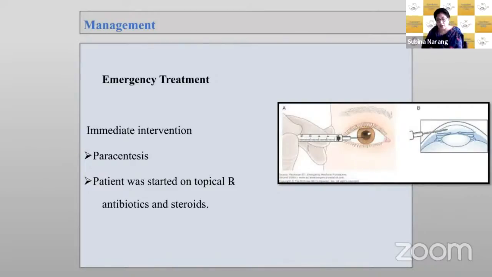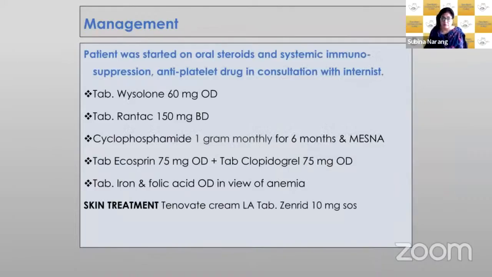The patient was started on topical antibiotic and steroids in view of the inflammatory reaction. And in consultation with the internist, the patient was started on oral steroids, systemic immunosuppression, and antiplatelet drugs. In view of the inflammation in this patient, it was the flaring up of SLE which led to this vessel occlusion.